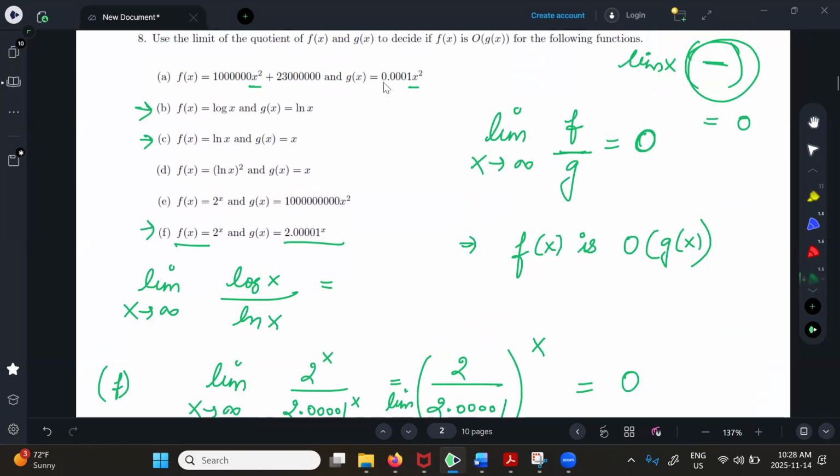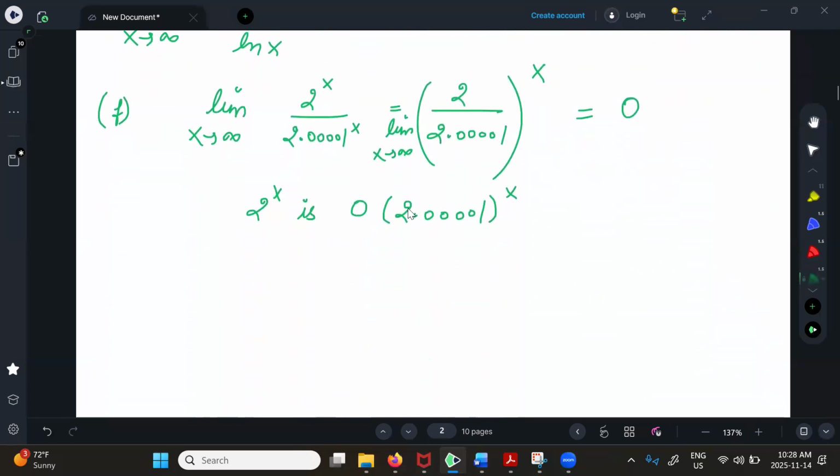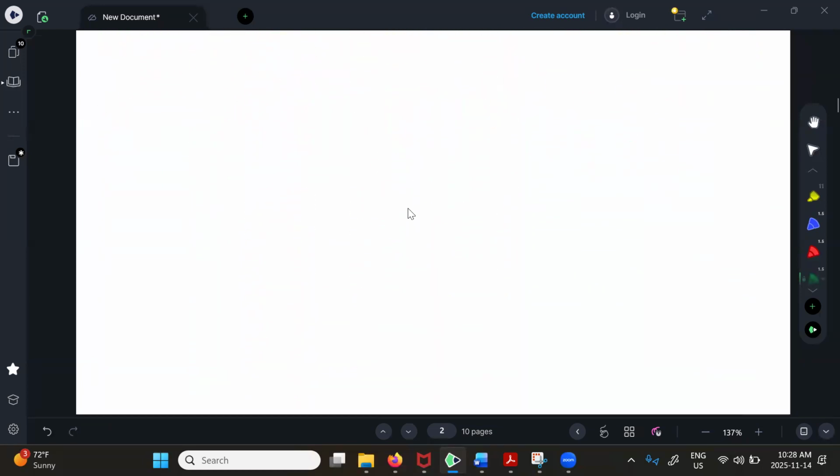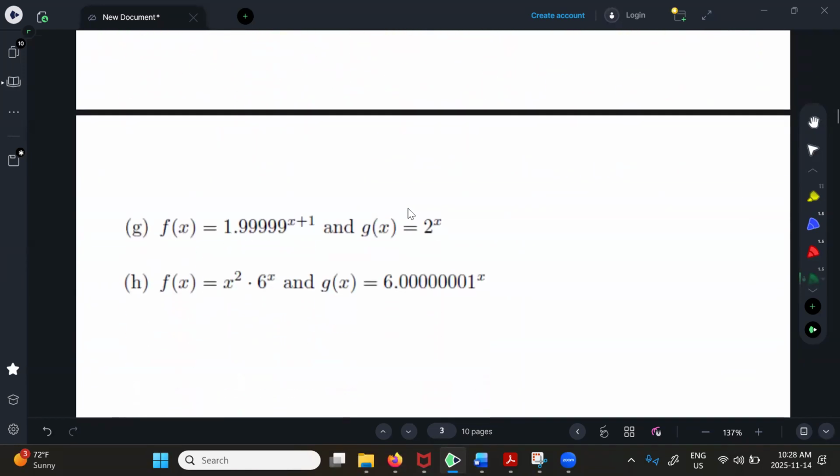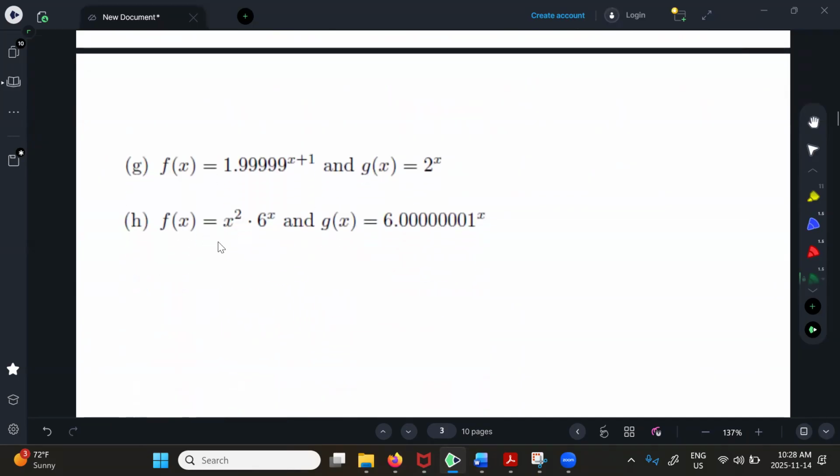For part A, the limit will be 0. So by limit definition, it will be big O. Okay? But it's order also, right? So polynomials are weird. Those I would just not even think about. I would not give you a limit definition for polynomials. I have more examples here. Look at this one question.